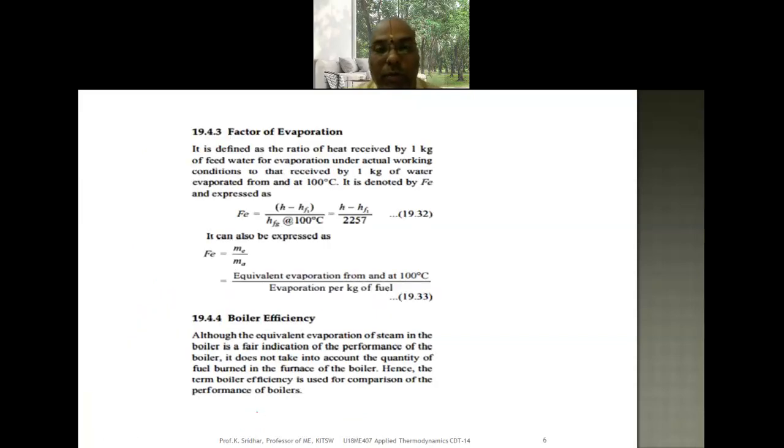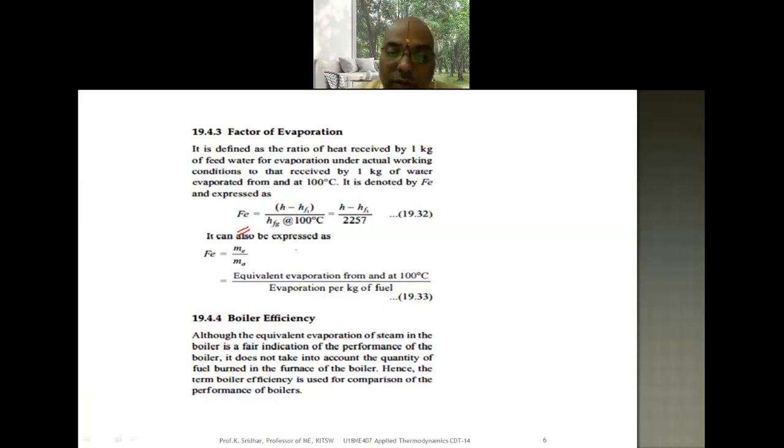So the next performance parameter here is the factor of evaporation. The factor of evaporation is defined as the ratio of the heat received by 1 kg of the feed water for evaporation under actual working conditions to that received by 1 kg of water evaporated from and at 100 degrees centigrade. It is denoted by Fe. So Fe is equivalent to H minus HF1 by 2257. Here the factor of evaporation can be defined as ME by MA. Already ME, MA we calculated from the previous slide.